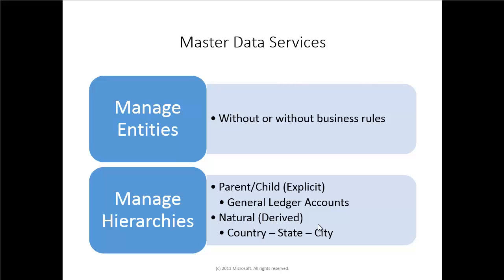The second type of hierarchy are derived or natural hierarchies, and these hierarchies do have a specific number of levels, in contrast to the explicit or parent-child hierarchies, which can have a variety of different levels. So for instance, country, state, and city. Almost always a city will be contained within a state, and a state will be contained within a country. You can't really have a city that doesn't have a country or state associated with it. And so these are what are referred to as derived hierarchies in master data services. I may give an example of this in a separate video as well.